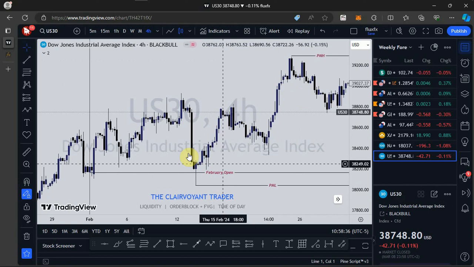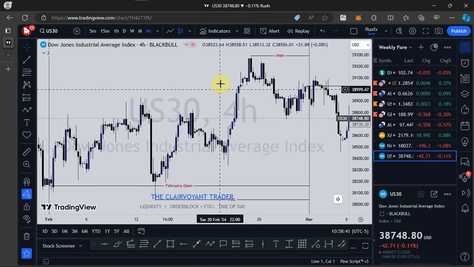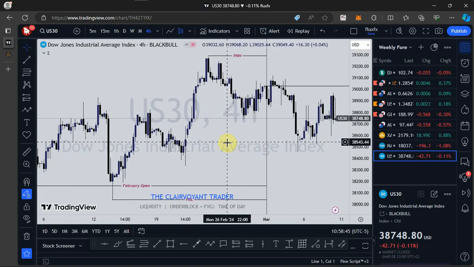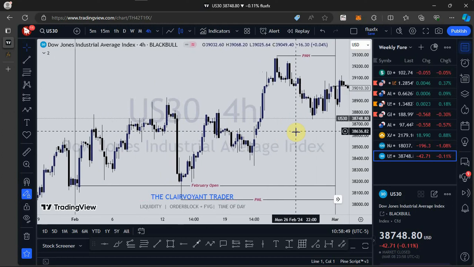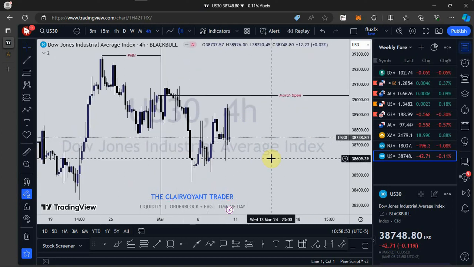Imagine I was in this trade. Imagine we had a setup like this. You can tell how much profit we would have banked out of the market. So US30 is one of the new markets I'll be observing.